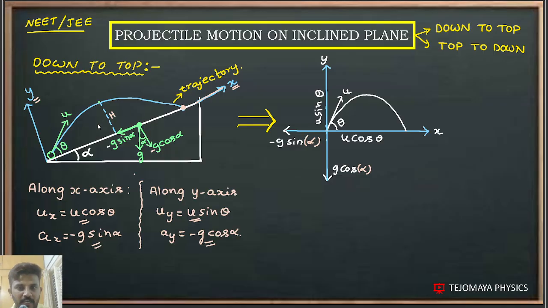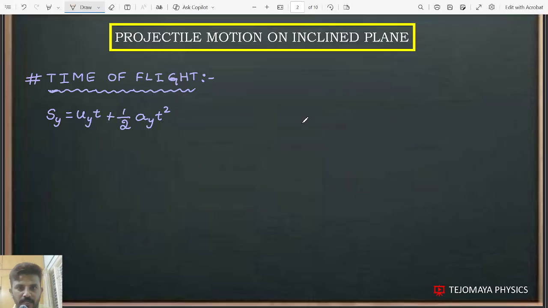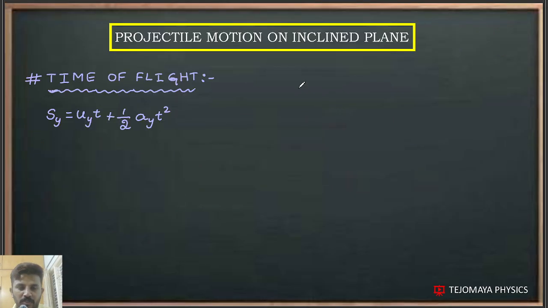So the same diagram, without considering the inclined plane as a reference, we can write like this. I have just tilted it to the horizontal direction, that is along the x-axis and y-axis generally, and written the velocity components and acceleration due to gravity components. By using this data, I'm going to derive the expression for, first, the time of flight. What is the time taken for the complete projectile?